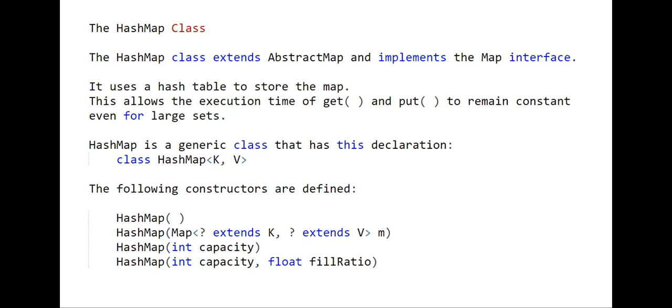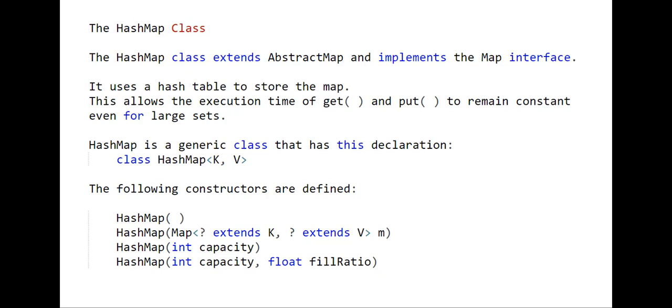So HashMap is a generic class, with the declaration class HashMap<K, V>, where K is the data type of the key and V is the data type of the values. The various constructors supported in HashMap include the default HashMap, with no parameters. Then the second form initializes the HashMap with the elements of the map m that we pass, so the HashMap will be initialized with those values.